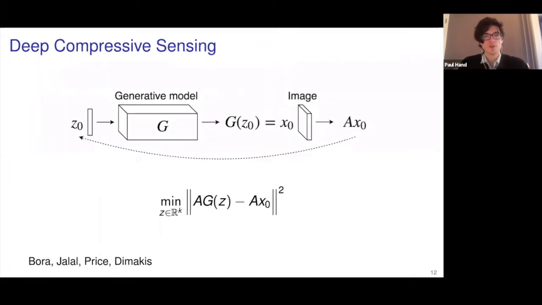And then you can search over that directly, right? So roughly speaking, this can be visualized as follows. You have some image x naught, you have measurements of it, A x naught. So then you're trying to find a z naught such that if you pump it through this generative model G, you get x naught back, right? And so you can do this by solving this non-convex optimization problem.